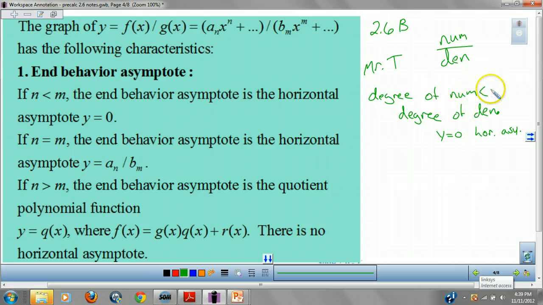So, for example, if you have x plus 1 over x squared minus 2. The degree of your top is 1, degree of the bottom is 2, your horizontal asymptote is y equals 0. Okay?